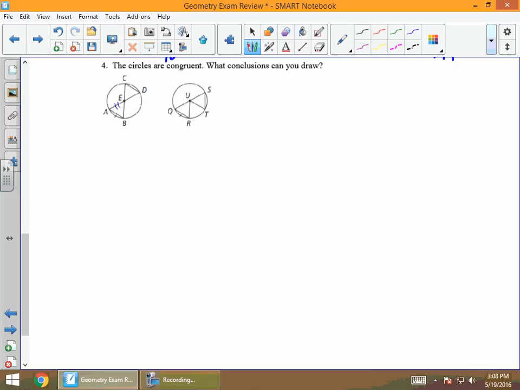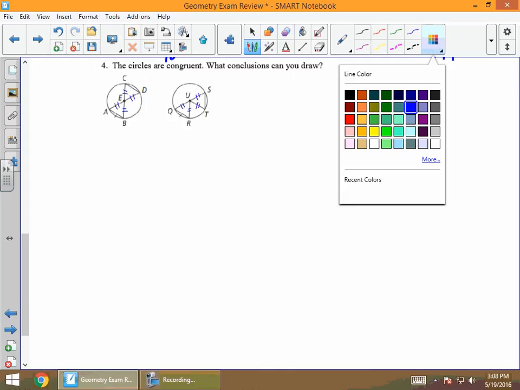And EB and EC and ED, those are all the same. Those are all radii. And UQ and US and UR and UT, those are all radii. So they're all congruent. All right. Let's take a look at some angles that are congruent.